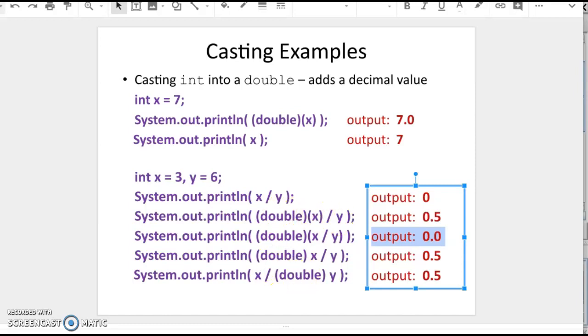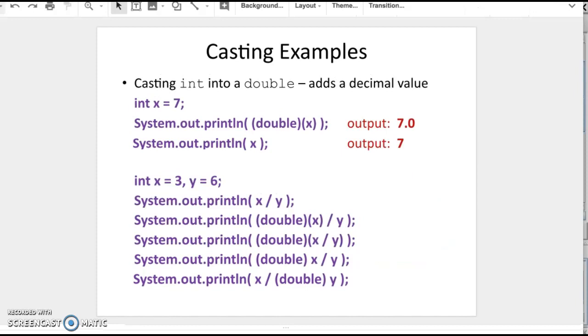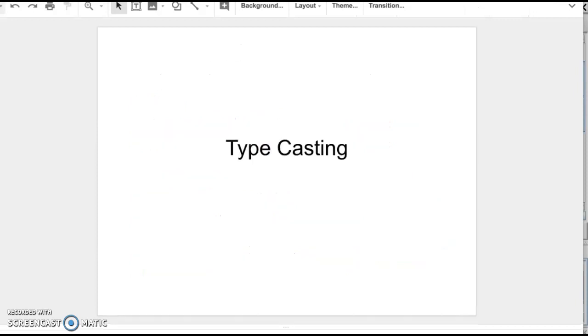That's about it for typecasting. Again, this is just int and double. You can typecast other types of variables, but we'll see that much later.